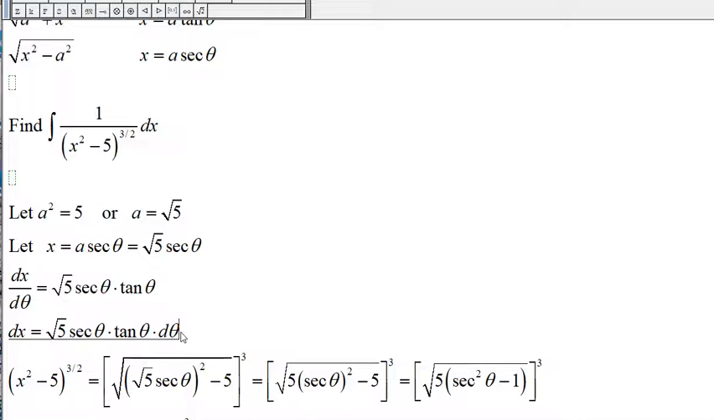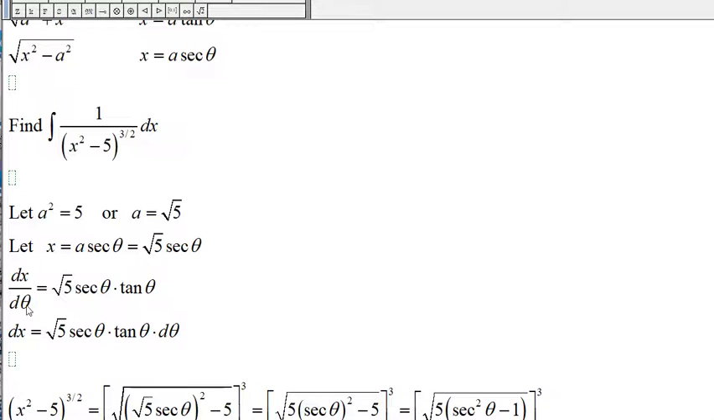The derivative of x with respect to theta, or dx d theta, here we want the derivative of secant of theta, which will be secant of theta times tangent of theta. So dx will be the square root of 5 times secant of theta times tangent of theta times d theta.